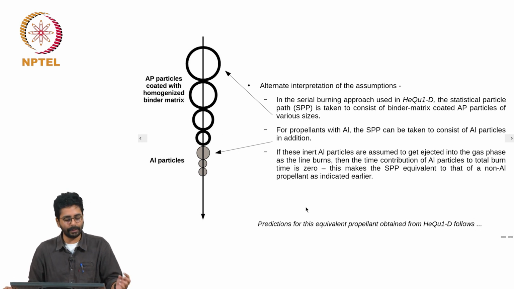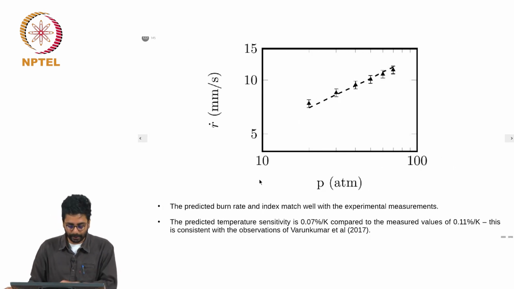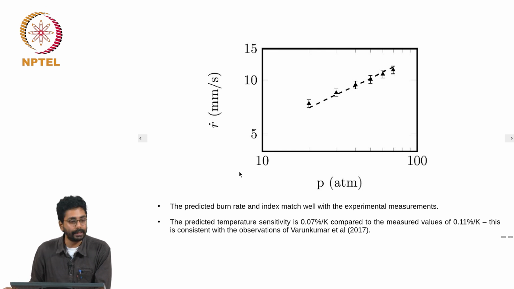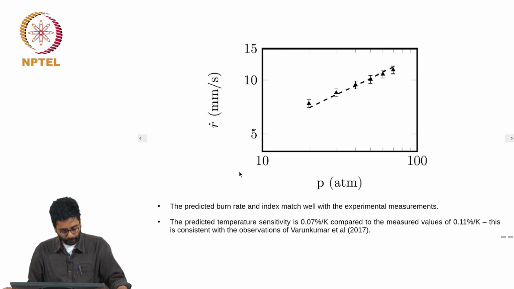Another strategy would be to simply homogenize the aluminum with the binder and take care of it. That is also something that is tried, and it is equivalent to what is described here. So, predictions with this assumption are shown here. The predicted burn rate and the index match well with the experimental measurements. The predicted temperature sensitivity is 0.07% per Kelvin compared to the measured value of 0.11% per Kelvin.